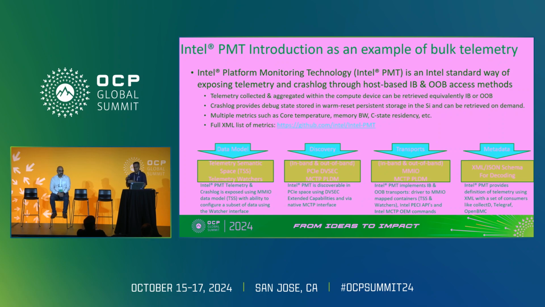In the next few minutes, I want to quickly touch upon the key models or key pillars that we look at within PMT. One is the data model itself, where you have the telemetry semantic space and telemetry watchers configured. Essentially, the crash log is exposed to the MMIO data model, which gives us the ability to configure watchers. You can use a watcher for frequency, a watcher for temperature, a watcher for certain I/O bandwidth, and you can define those configurations.